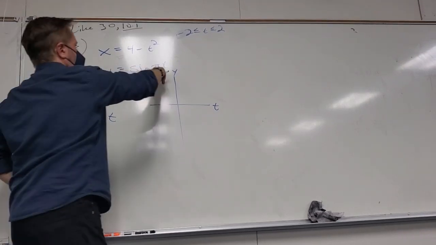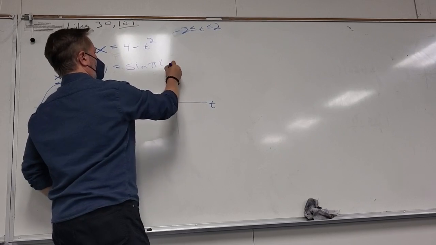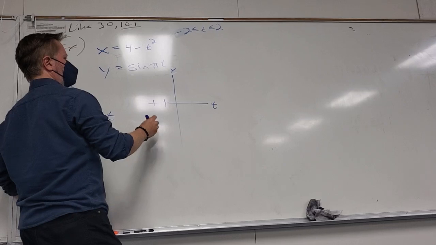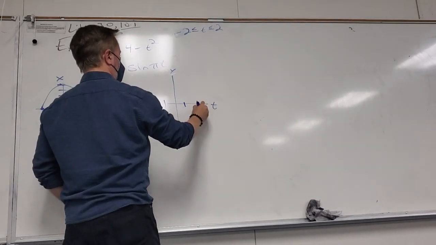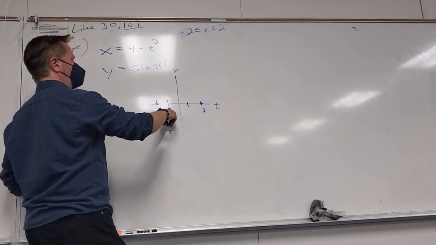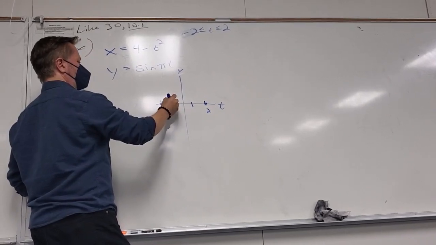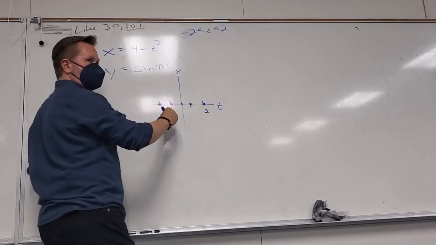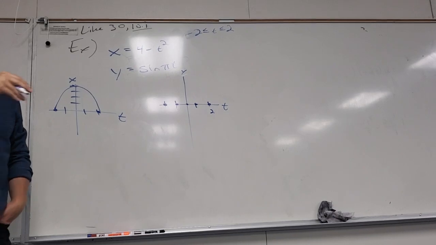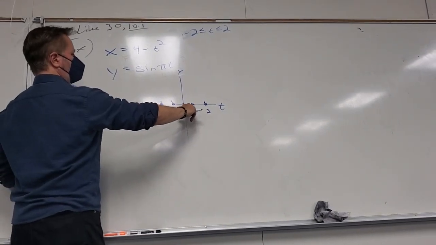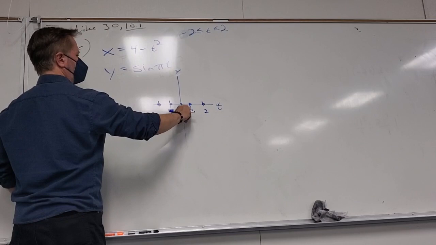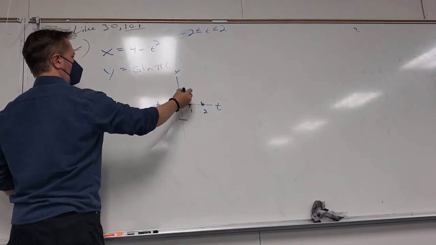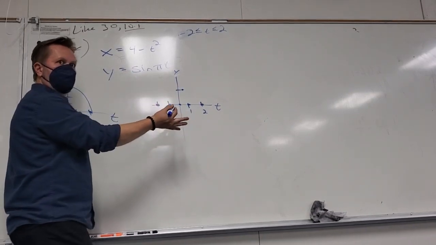What about the y piece? What is it at -2? 0. What about 2? 0. What about 1? 0. What about 0? 0. What about 1? 0. Okay. We're not surprised by this. So of course, let's put some intermediate stuff. What about 1/2, for example? So what's sine of pi over 2? 1. So then I basically know everything else.